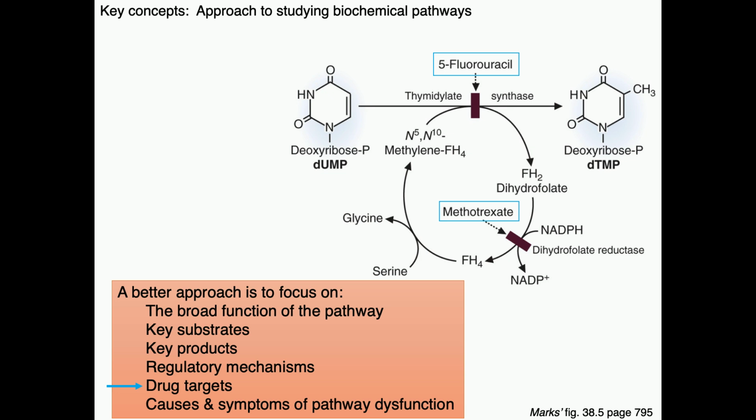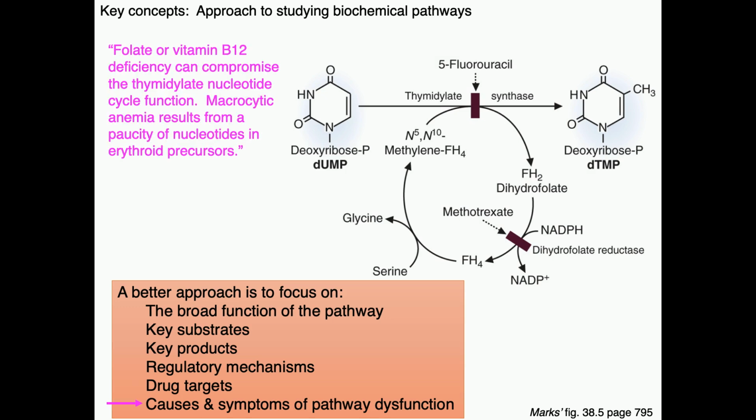Okay, drug targets. Red blood cell precursors aren't the only cells that want nucleotides. Some pathological cells want nucleotides as well. Cancer cells are rapidly dividing cells, and one therapeutic approach to stopping cancer is to deprive the cancer cells of nucleotides. So methotrexate is an inhibitor of dihydrofolate reductase, and 5-fluorouracil is an analog of uridine monophosphate that inhibits the thymidylate synthase enzyme. Both of these are used in the context of cancer treatment. Methotrexate has some other applications as well.